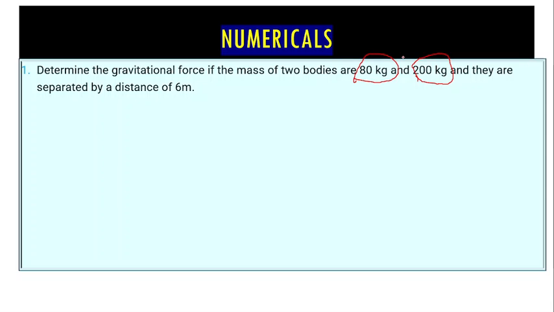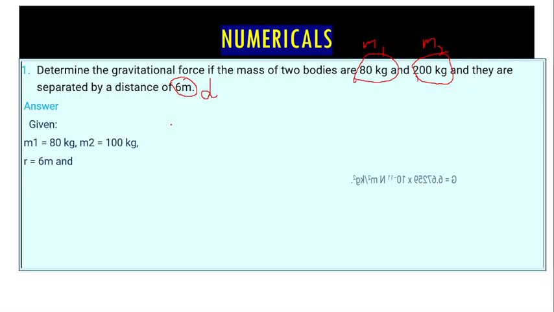Now, the formula we had. First, the solution. In the first step we need to write the given. This one we take as mass 1, this one as mass 2, and this one will be the distance. This is the distance. And the capital G, its value is this one.